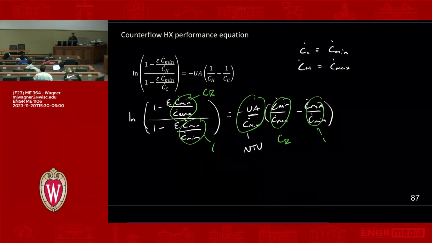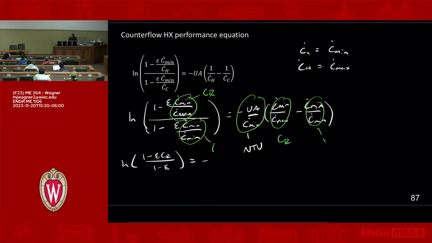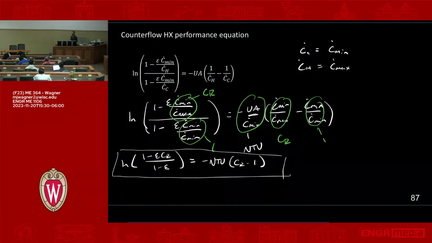So we can go through and rewrite this now with our nice simplified format. So ln of (1 minus epsilon CR) over (1 minus epsilon) is equal to minus NTU times (CR minus 1). So all that work, now we have this relationship between effectiveness and NTU. Keep in mind, we can always relate UA to NTU. We can plug that in. We can now compute the effectiveness if we solve this for effectiveness. This is a really nice, tidy way of representing the performance of your heat exchanger.